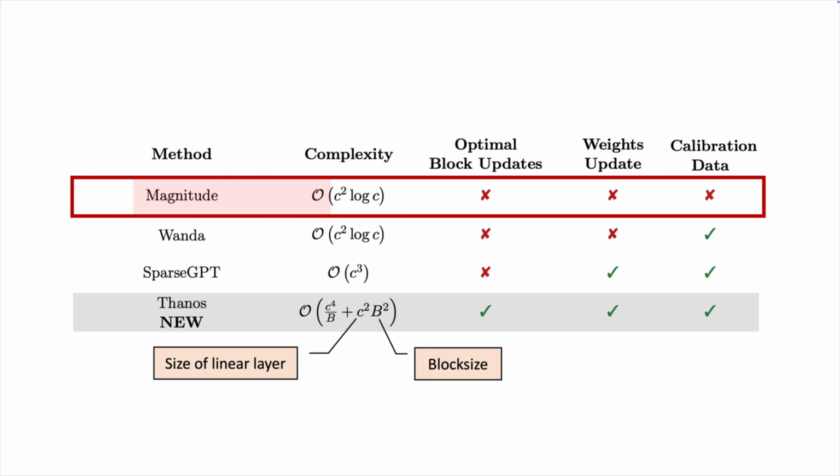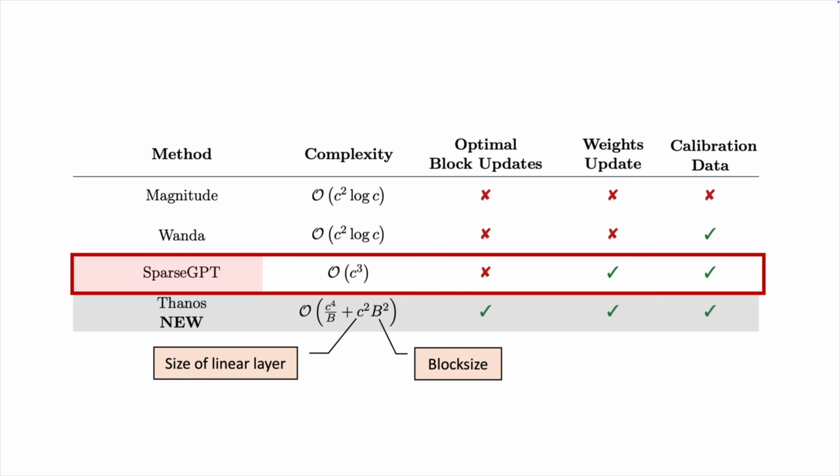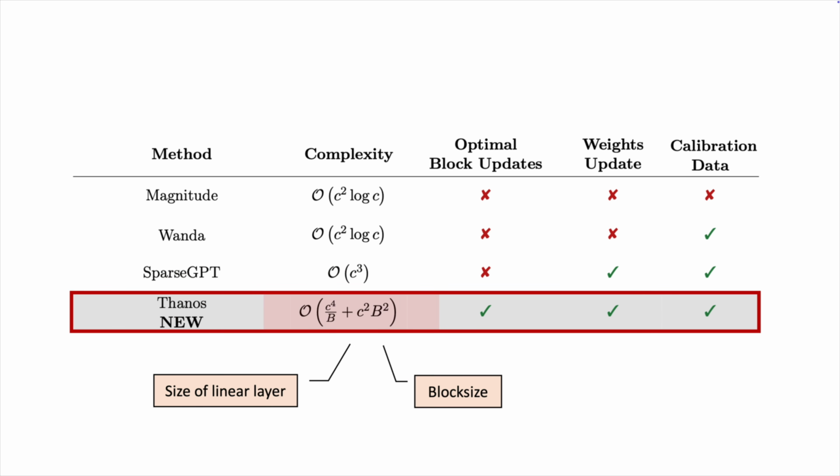Magnitude pruning is the cheapest and needs no calibration data, but it neither reconstructs the surviving weights nor models joint block removals. Wanda adds calibration activations, so its mask is data aware, but it still leaves the retained weights unchanged. SparseGPT uses calibration data and updates weights, and its updates are organized sequentially. Tanos includes calibration data, weights reconstruction, and the joint block update. As expected, this extra structure brings extra computational cost.